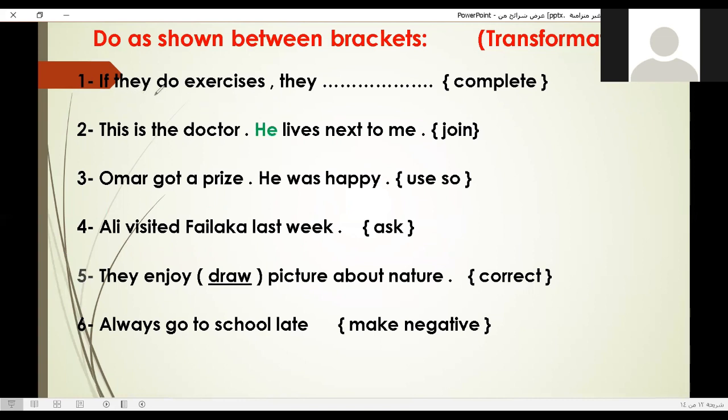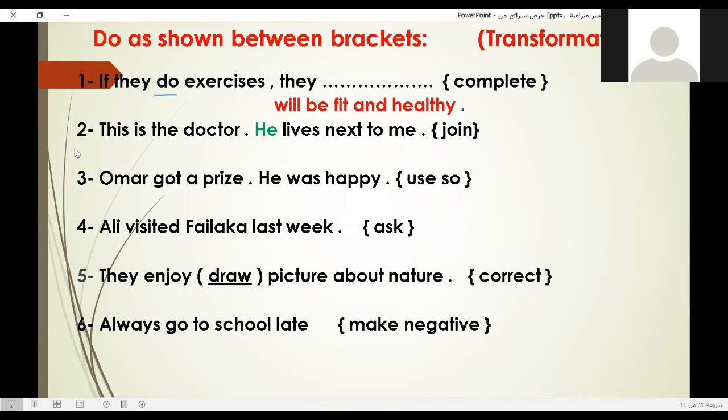We used the simple present in the first part. In the second part we use will plus infinitive, like you said. If they do exercise, they will be fit and healthy. Thanks a lot. Number two, I want you to join. Read, please, and tell me what you will do.